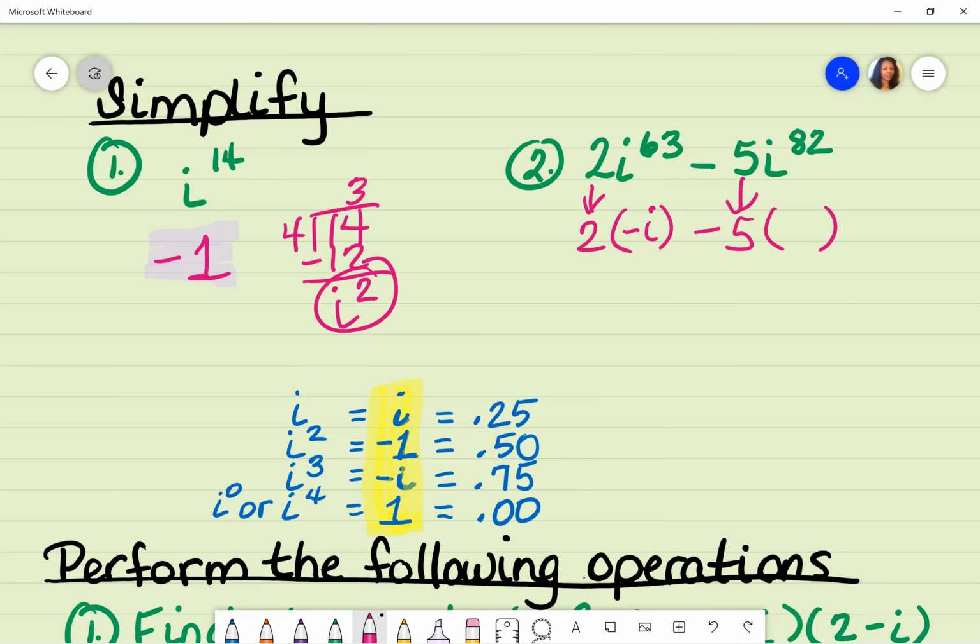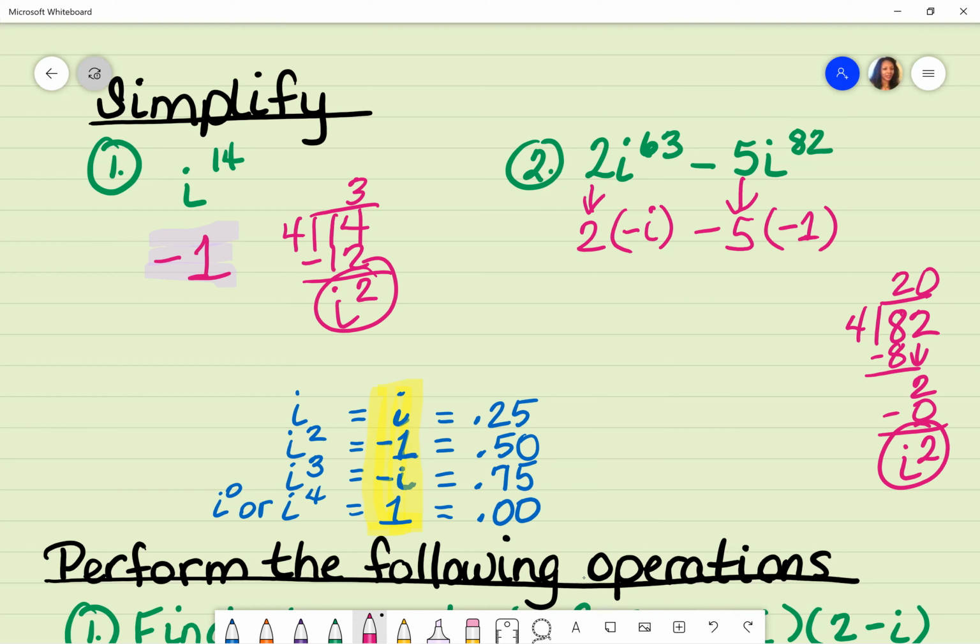Let's do the other one using the long division. So if I took 82, which is this exponent, and I divide it by 4, I see that 4 times 2 gives me 8. But when I bring down this 2, there's nothing times 4 that can give me 2. So I just put a 0 there. And again, I'm looking for my remainder, which is 2. I go back to my chart, i squared correlates to -1. So that's what I'm going to put in my parentheses.